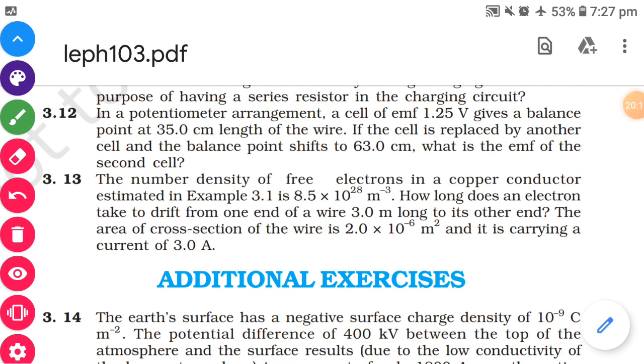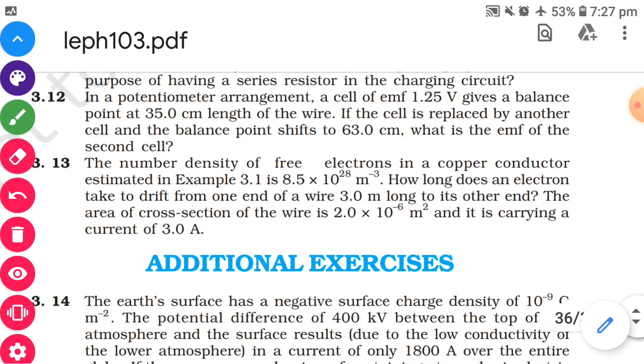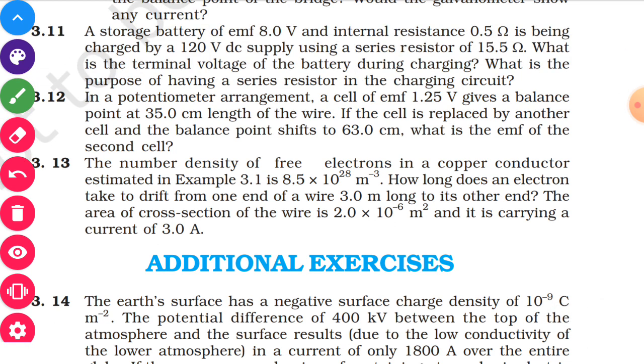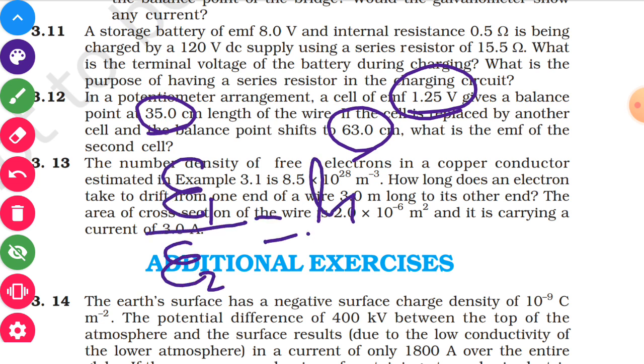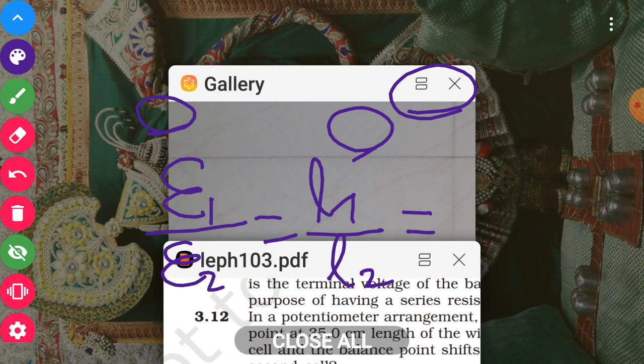Now numerical number 3.12. In a potentiometer arrangement, a cell of electromotive force 1.25 volt gives the balance point at 35. If the cell is replaced by another, then it gives the null point at 63. What is the EMF of the second cell? Very easy. E1 upon E2 is equal to L1 upon L2. Just put the values of L1, L2. E1 we have, we want to calculate E2.